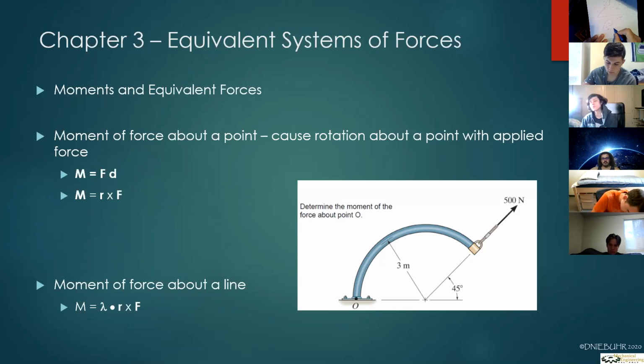So it's going to be 500 newtons cosine, actually, I'm sorry, sine 45 degrees, because we want this part of the force. And then that's multiplied by 3 meters, and that gives us our answer. So it's just 1,500 times square root of 2 over 2, or essentially 750 root 2. So that's our answer to that.